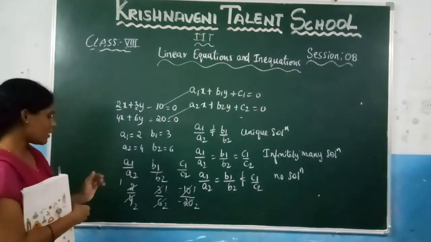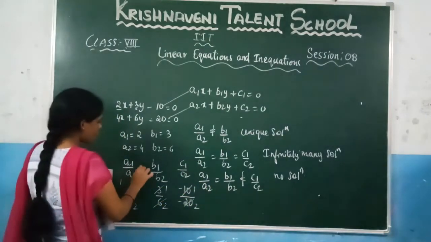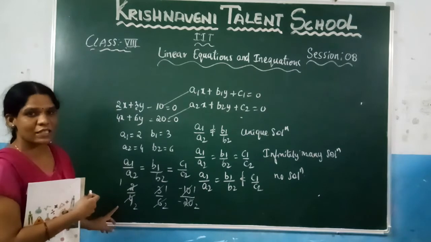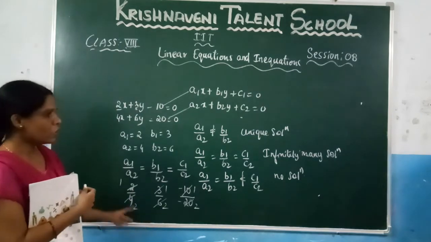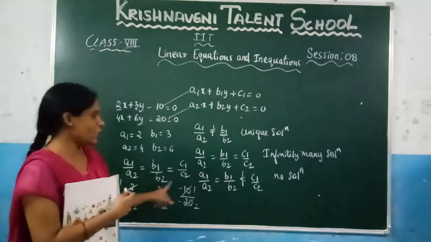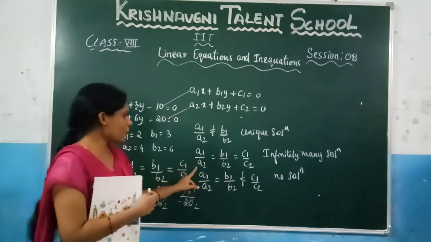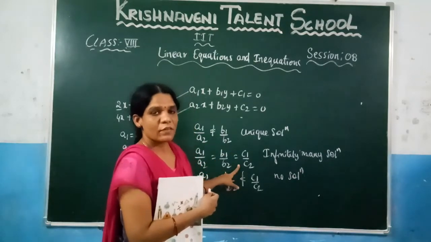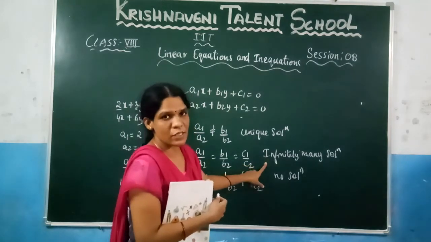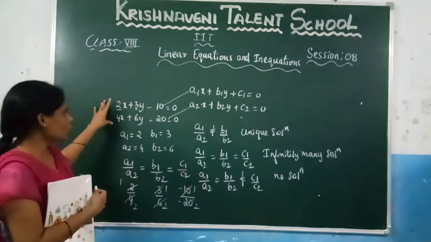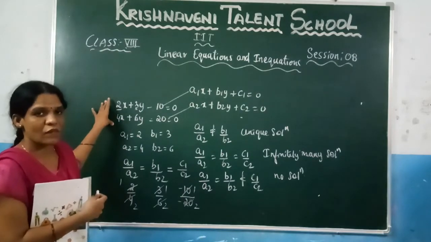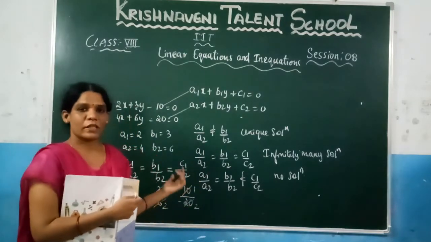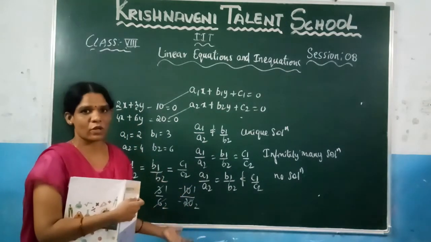So what we got here is a1 by a2 is equal to b1 by b2 is equal to c1 by c2, because all the fractions are equal, which is nothing but 1 by 2. Now let us see what the condition is here. If a1 by a2 is equal to b1 by b2 is equal to c1 by c2, then we can say it has infinitely many solutions. So we can say that these two linear equations, after solving, will give infinitely many solutions. Here we did not solve anything, just substituting the values we got here.